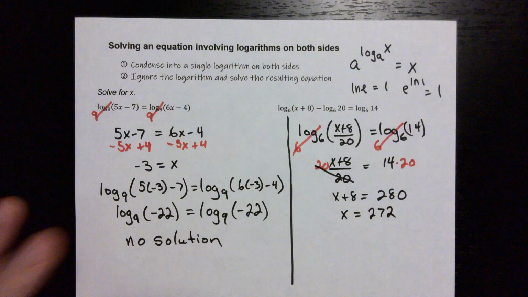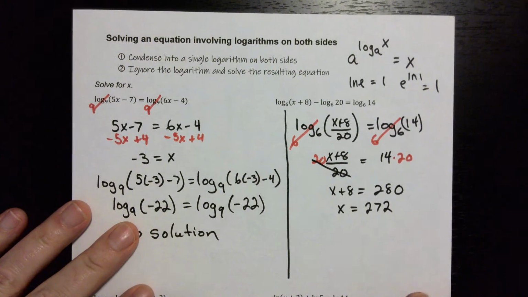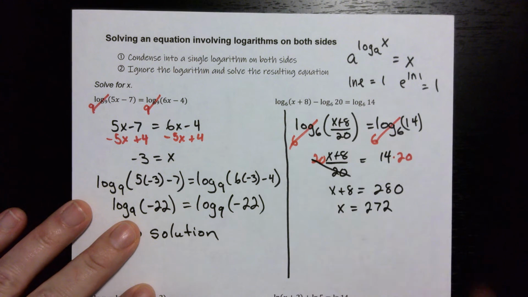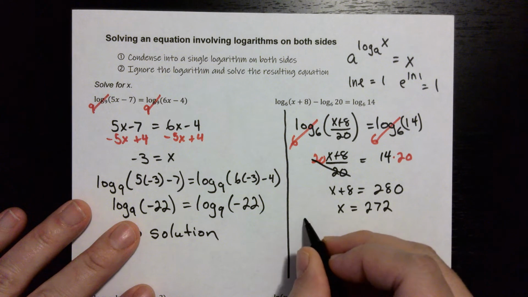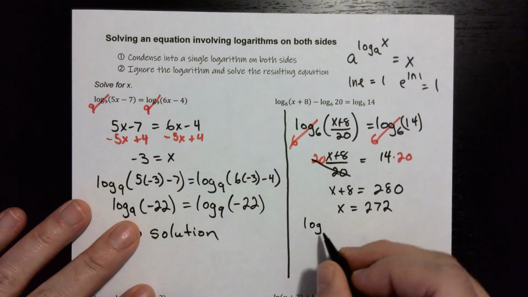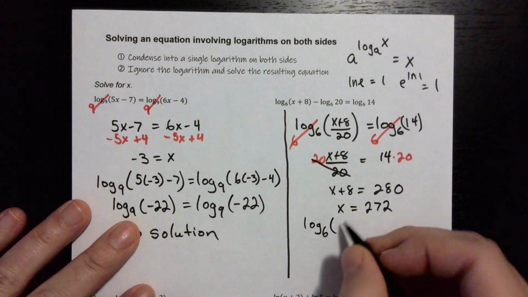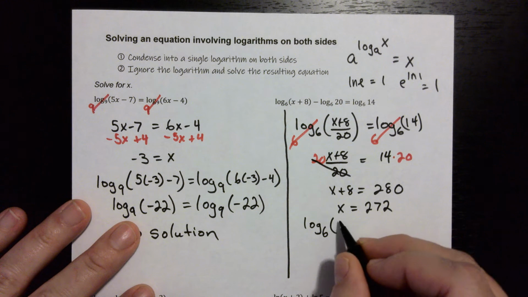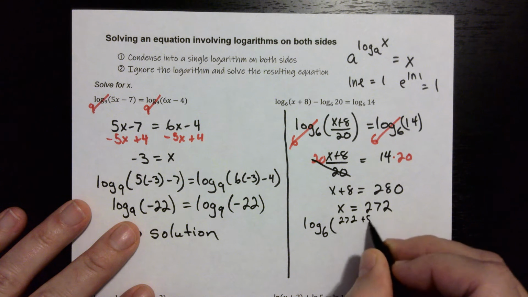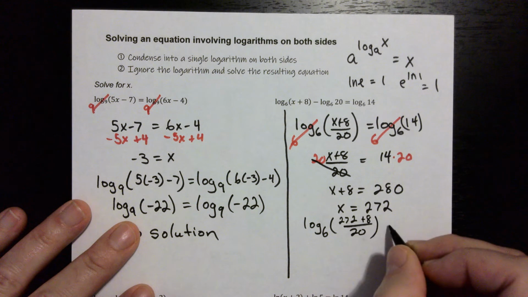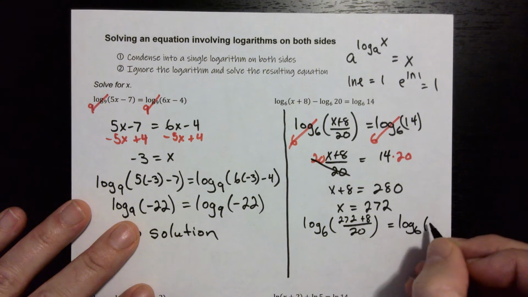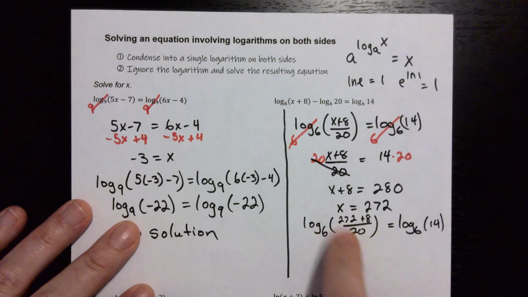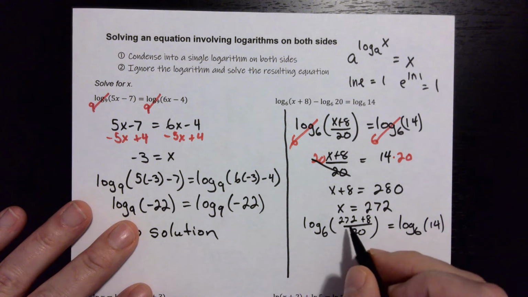Okay, so 272. Let's see if it works. We can plug it into this equation before I did the 6's there to see if it's true. So we get log base 6 of 272 plus 8 over 20 equals log base 6 of 14. If I do all this math and it turns out to 14, we found a good solution.